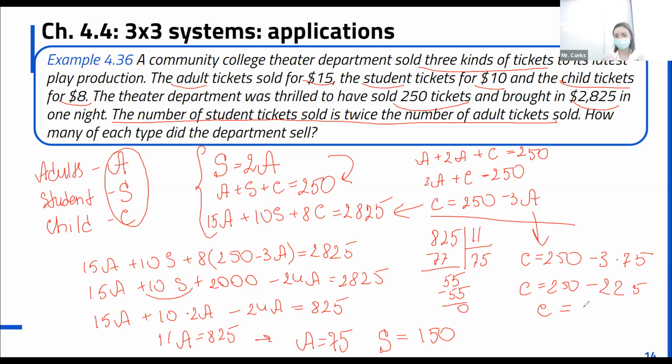So the number of children's tickets is 25. So here are our answers. Please pay attention if you use default variables x, y, z, that you correctly write the number of each type of tickets in the answer. You cannot write x equals 75, for example, because we don't understand what you use for x. We can see it, but you need to be precise with your answers. So number of adults tickets 75, number of students tickets, and children's tickets. Don't get confused with it.